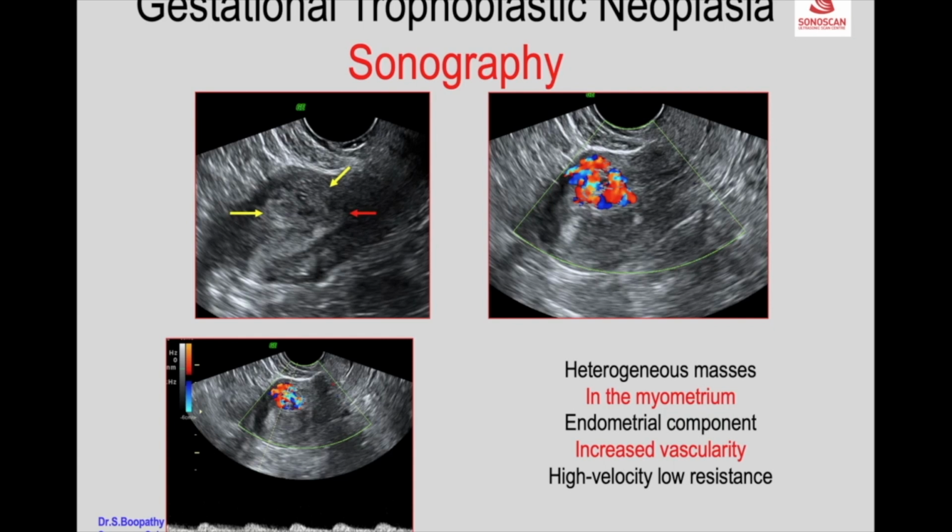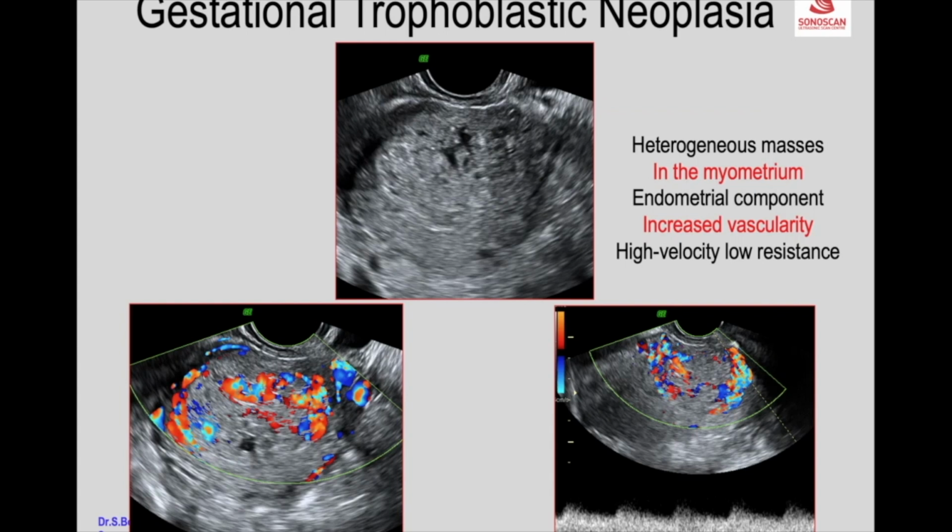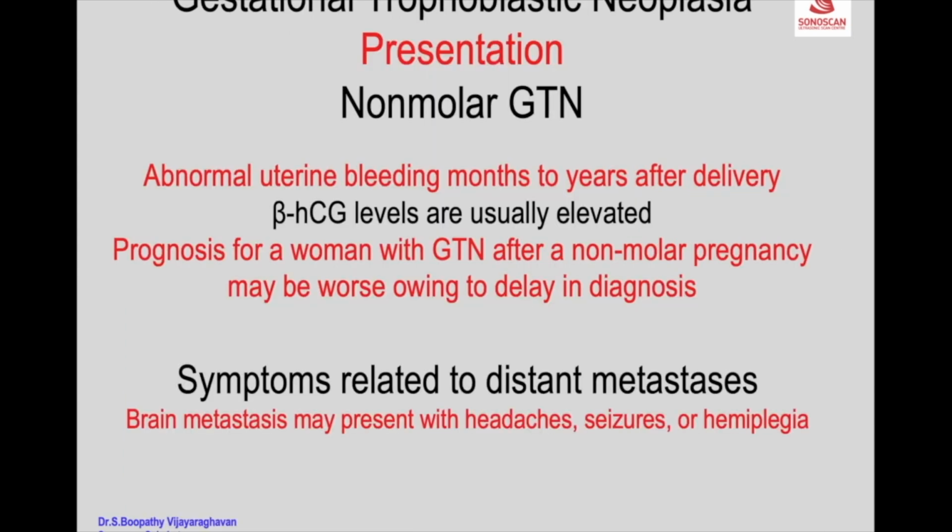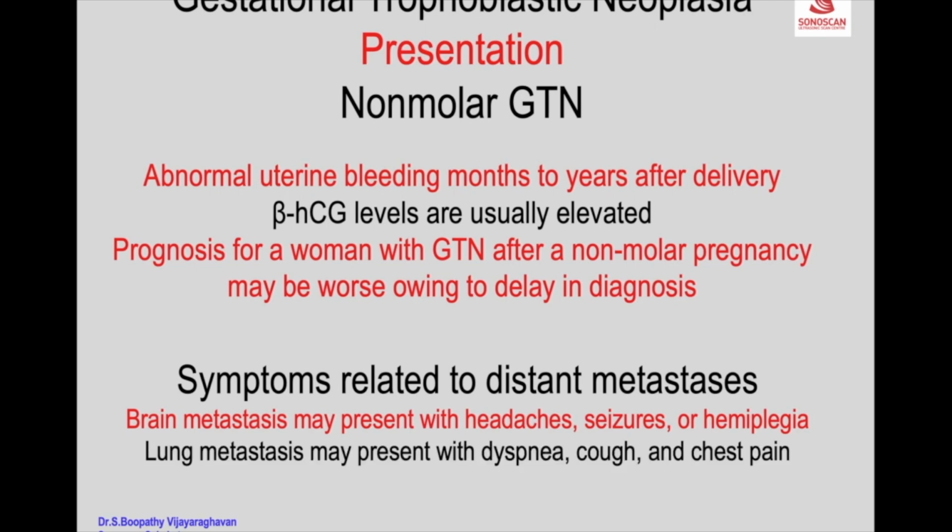Incidence of this is due to the AV shunts, and on spectral Doppler there is high velocity, low resistance flow, very classical of gestational trophoblastic neoplasia. Another case, you see the myometrial and endometrial heterogeneous metastasis. It depends on the site of metastasis. Brain metastasis may present with headache, seizures and hemiplegia. Lung metastasis may present with dyspnea, cough and chest pain.